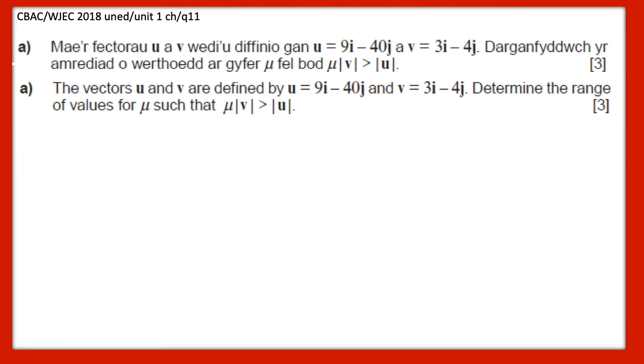A vector just represents a movement, so my first vector, which is u, is 9i minus 40j, and i and j are at 90 degrees to each other. So basically that means that I start somewhere, I go 9 across and 40 down. So that way is 9, that way is 40. And here's my vector here.